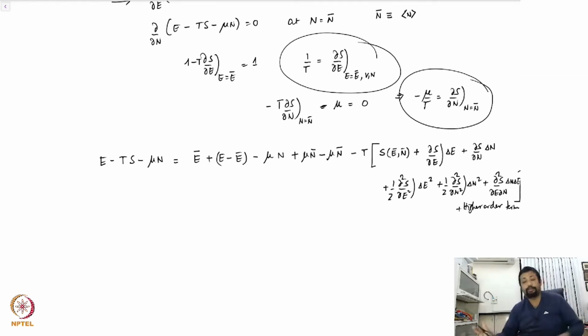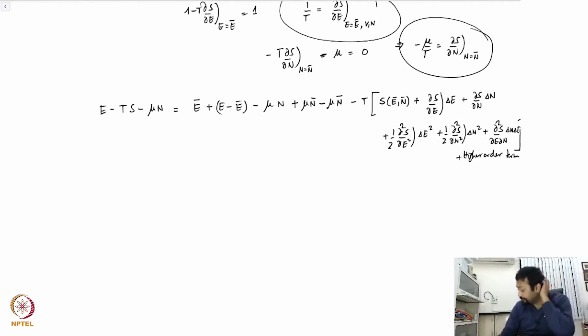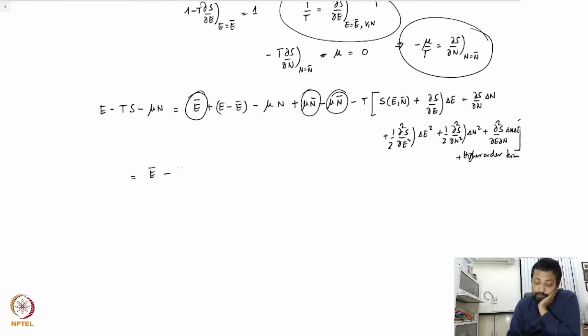So this expansion essentially assumes that your system size is very small, and delta E, since it's exponentially unlikely to find the system in a state other than E bar, N bar, therefore the fluctuations in delta E are extremely small. So this gives you E bar plus mu minus mu N bar, and this quantity we denote as S bar, where S bar is identical to S of E bar comma N bar.